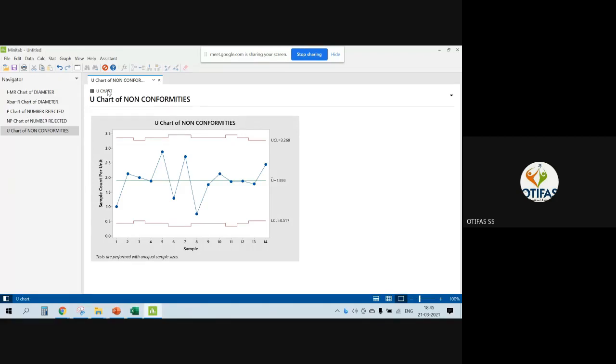So clear? This is all about control charts. And I have one last thing. Can you see these lines in the U chart, because the sample size is different? What do you mean by U? Why have they named this U?